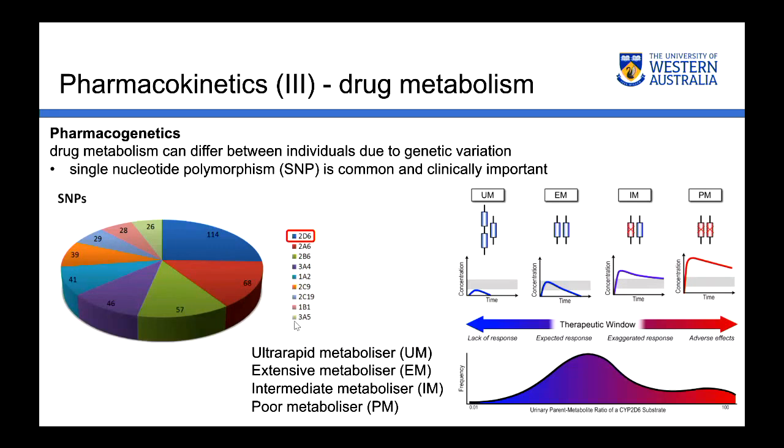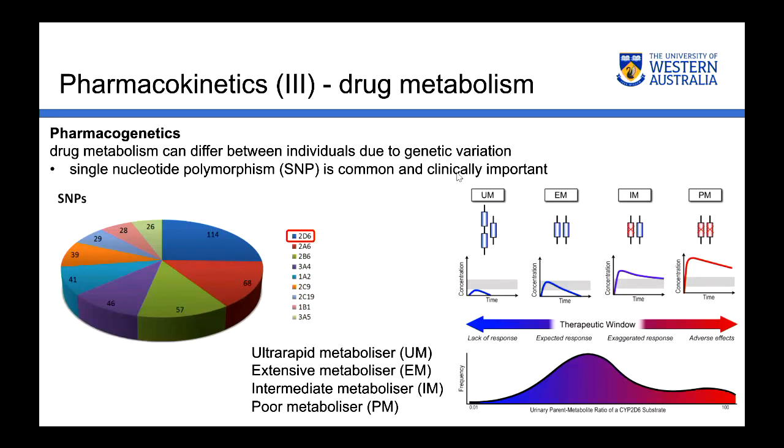And so in that sense, single nucleotide polymorphism is particularly important in a clinical sense. Now you can see another pie chart. It's different from the one you saw before. This shows the number of SNPs identified for some of the important cytochrome P450 enzymes. The most important one is 2D6 because it has a large number of single nucleotide polymorphisms.